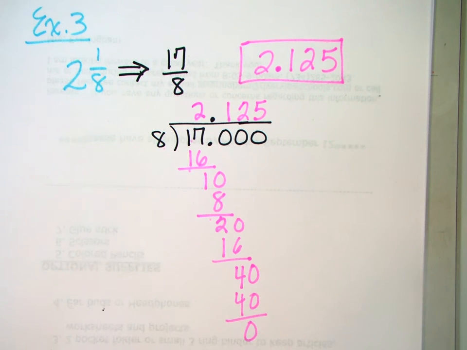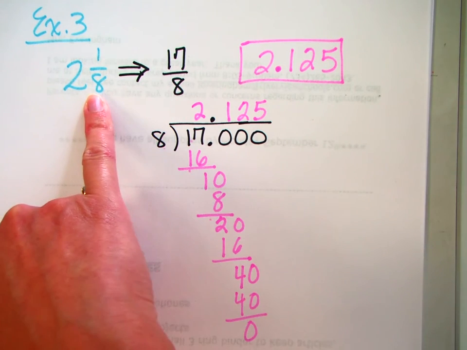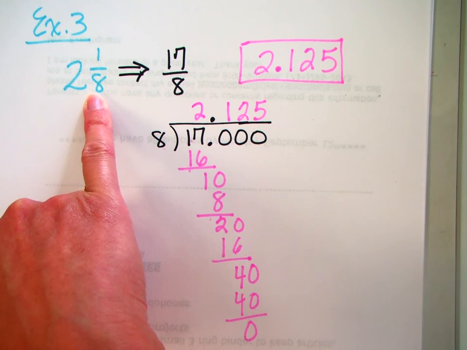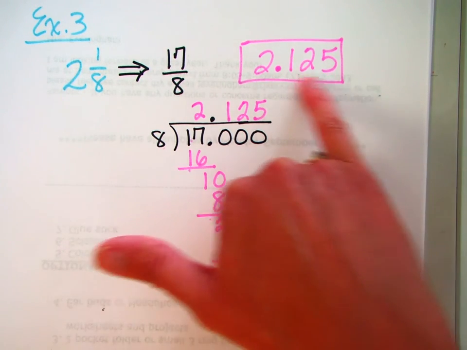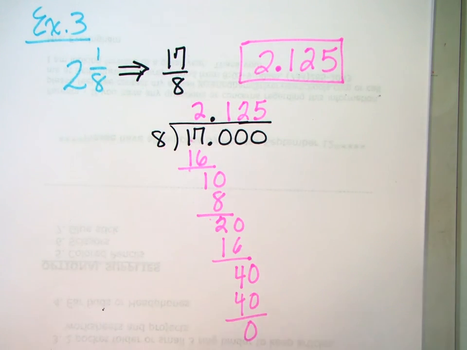What would just 1/8 be as a decimal? 0.125. Yep. That's your fraction part there. The whole number really kind of stays the same. That's a way to think about it. Okay?